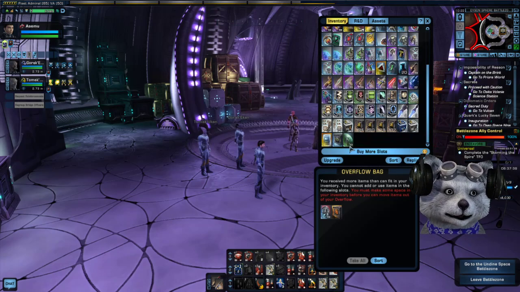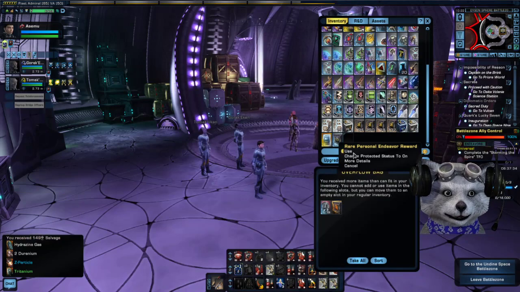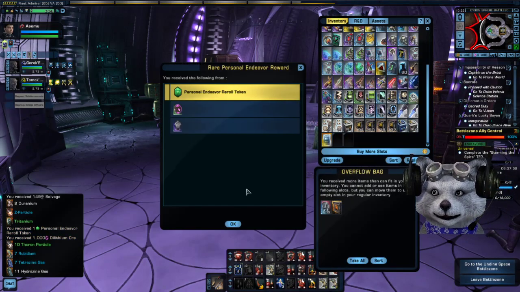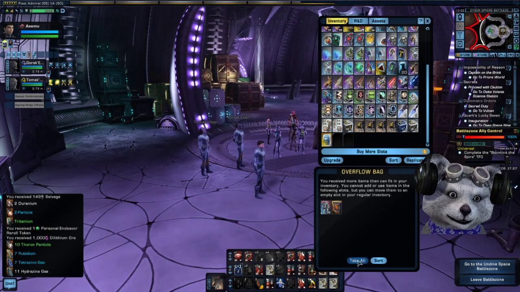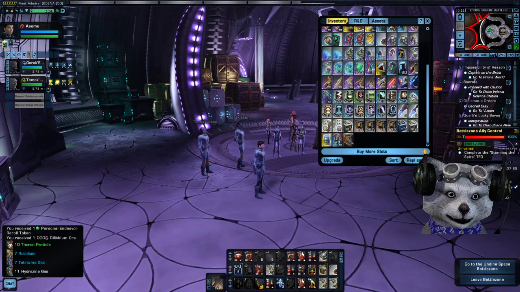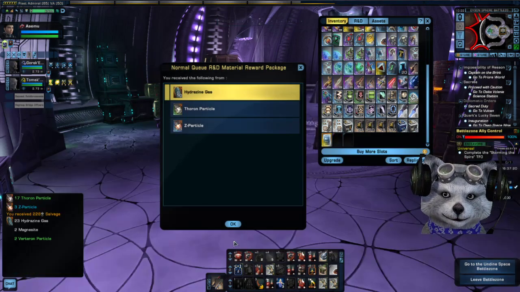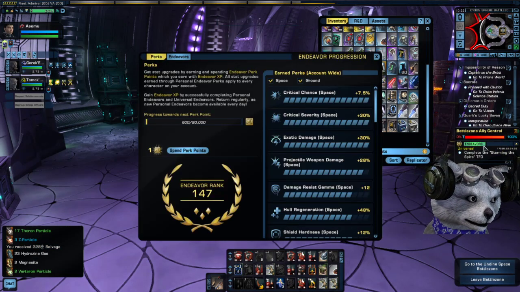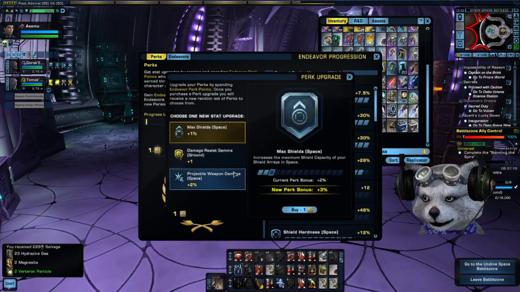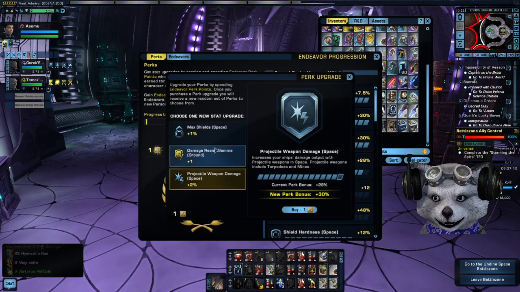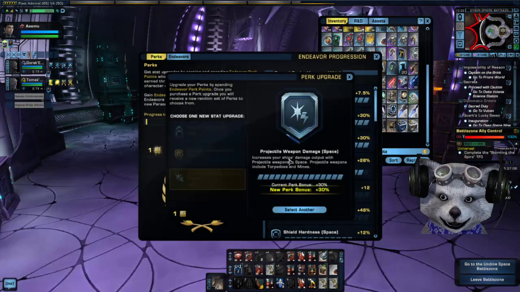Okay, what else do I have here? Okay, this salvage. Okay, and personal endeavor. I'll just salvage this. Endeavor. Spend per point. Projectile weapon damage, maximum shield. Okay, my projectile is maximum now.